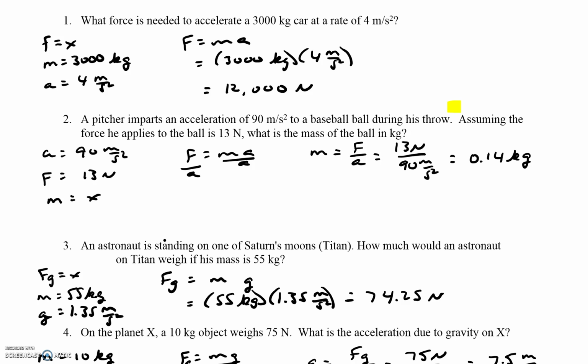And for number 3, an astronaut is standing on one of Saturn's moons, Titan. How much would an astronaut on Titan weigh if his mass was 55 kilograms? Whenever you see weight, you want to use Fg equals mg, because your force due to gravity is equal to your weight. So we've got 55 kilograms times 1.35 meters per second squared is going to give us a force due to gravity, or a weight, of 74.25 newtons.